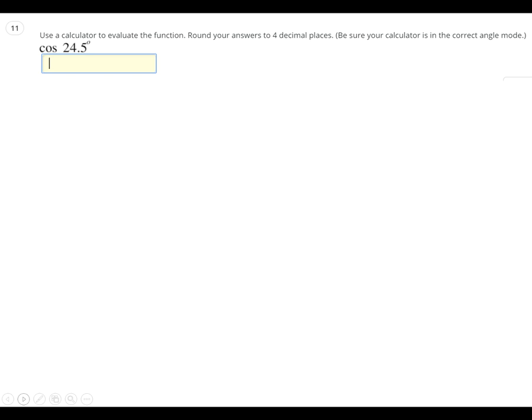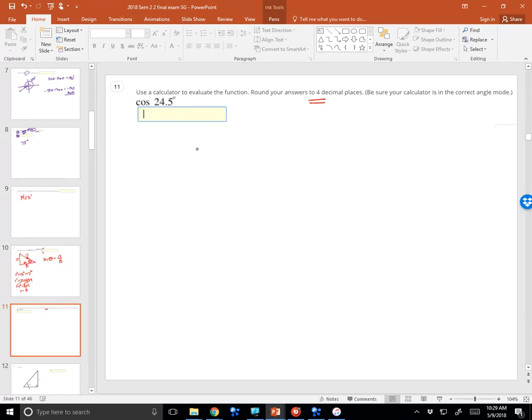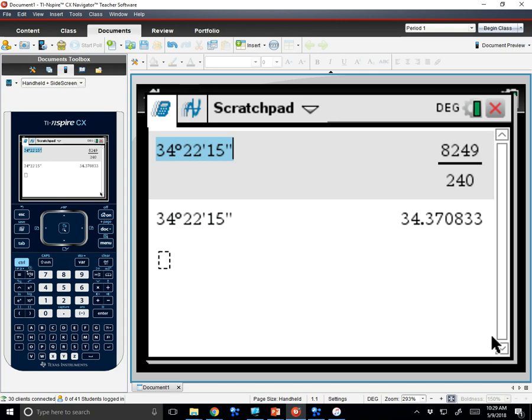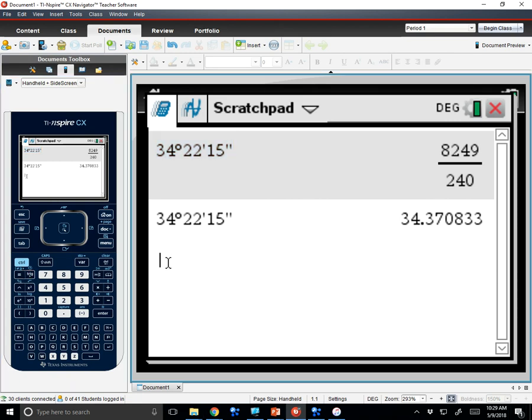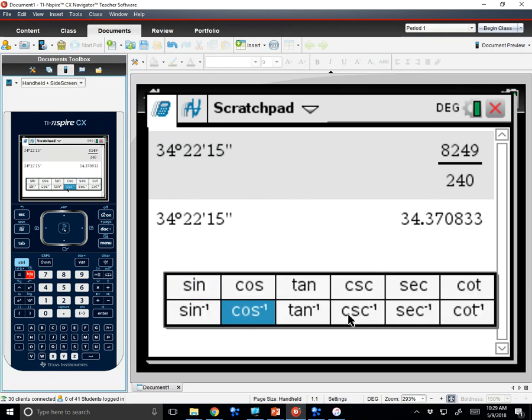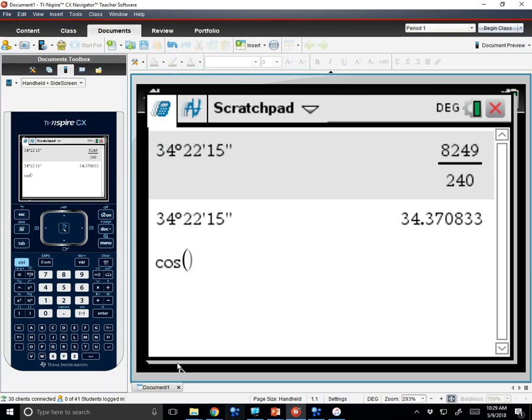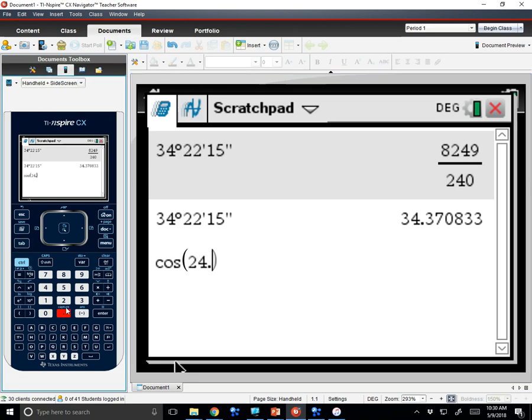Alright, it says use the calculator to evaluate the function. We're supposed to go 4 decimal places, it says this time. Okay, so let's try that in the calculator. It literally says the cosine of that degrees, right? So we're going to go to trig. Trig cosine, and it was 24.5, and you should be in degree mode.